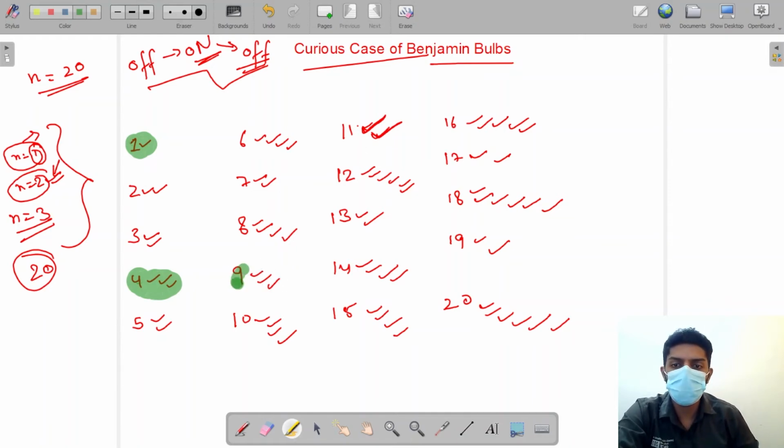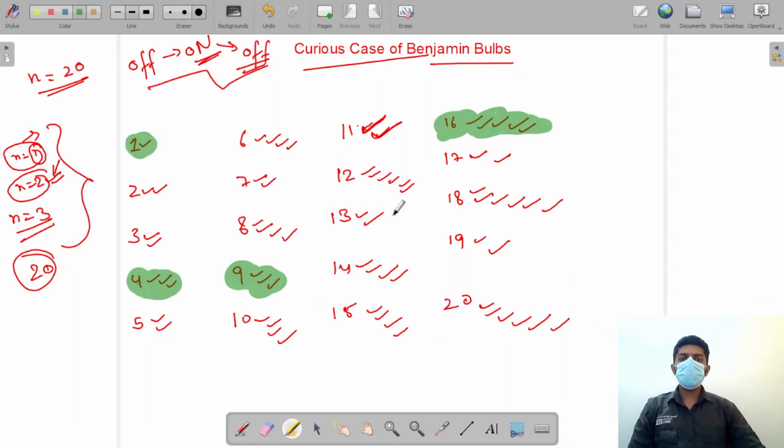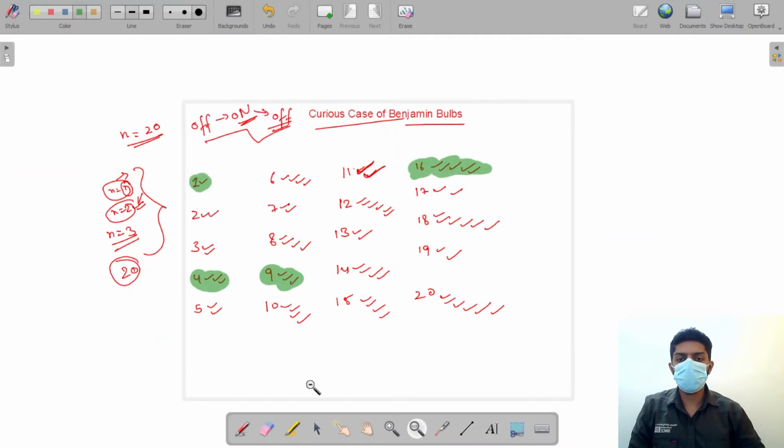This is 9. Let's see, 1, 2, 3, 4; 1, 2; 1, 2, 3, 4, 5, 6; 1, 2; 1, 2, 3, 4; 1, 2, 3, 4; 1, 2, 3, 4, 5. So 16 has remained on. Now 1, 2, 3, 4, 5, 6; 1, 2; 1, 2, 3, 4, 5, 6. Yeah, so these are the only bulbs that have remained on. Right, let me zoom out a bit.